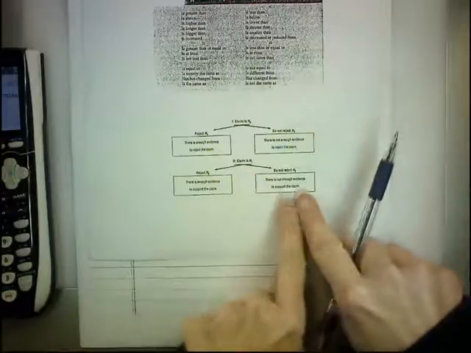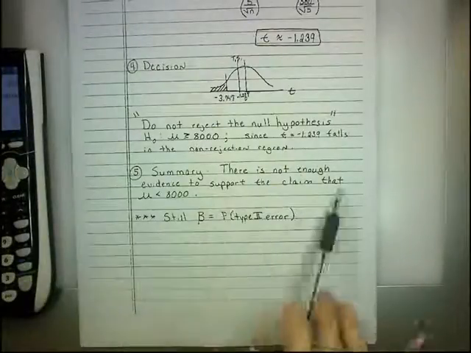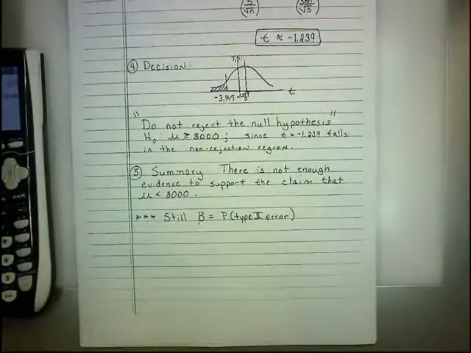So here, there's not enough evidence to support the claim. And so the possibility of mistake here is beta, type 2 error.